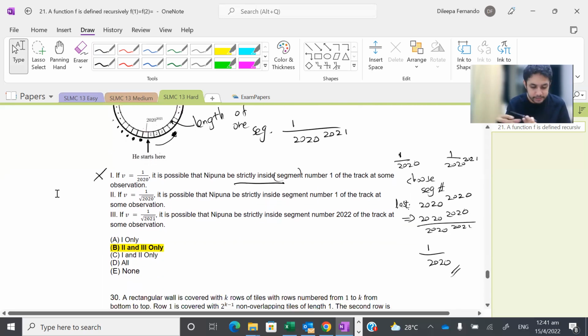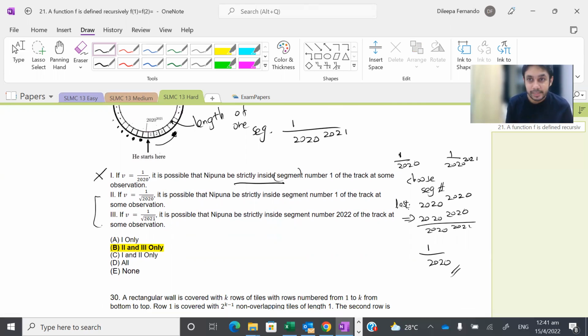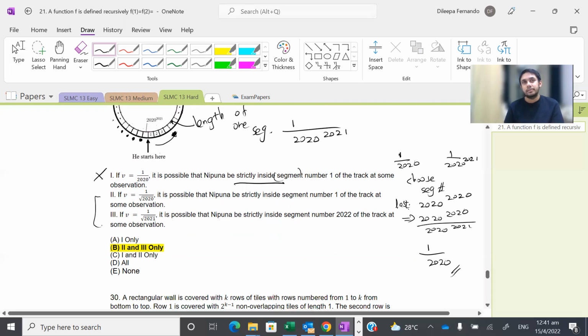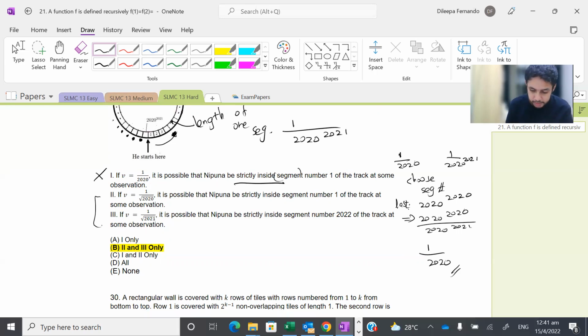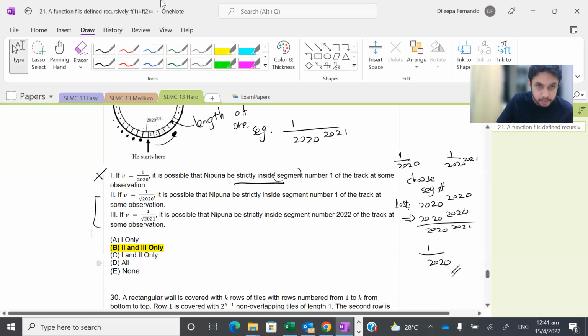Now I'm going to consider 2 and 3 under the same rule, because both speeds are irrational. Irrational means that it cannot be represented as a ratio of two integers. Okay. Now let's see whether, when it is irrational, it is possible to be on the boundaries. So let's check it.